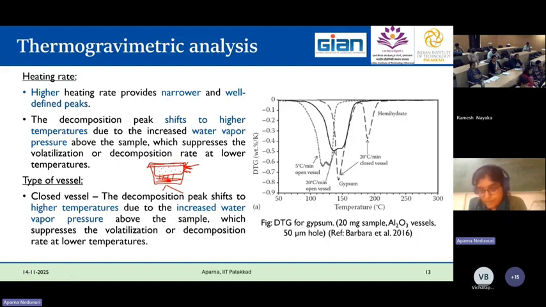So if I compare between 20 degrees centigrade per minute heating rate between an open vessel and the closed vessel, in open vessel the decomposition temperature of gypsum is somewhere near 140 or here. But in a closed vessel, it has been shifted even beyond 140. And we can also see that we have two peaks that are near to each other, but these peaks can be distinctly seen over here when we use the closed vessel system.